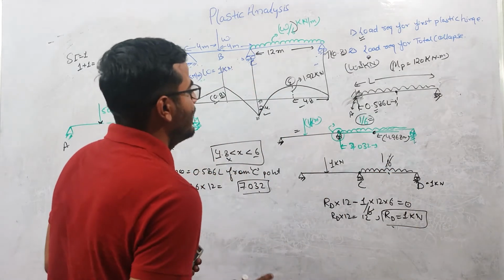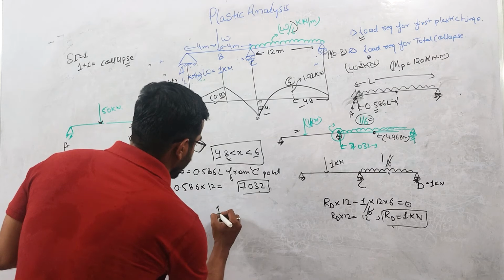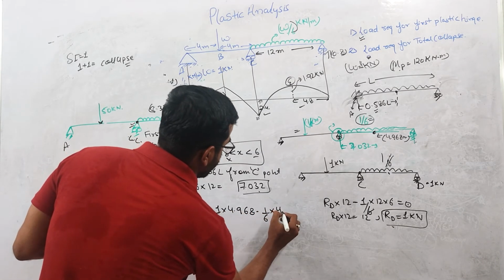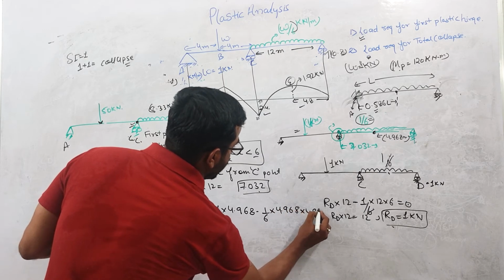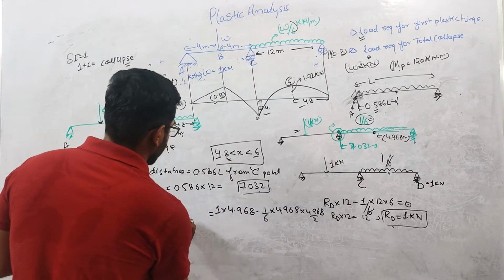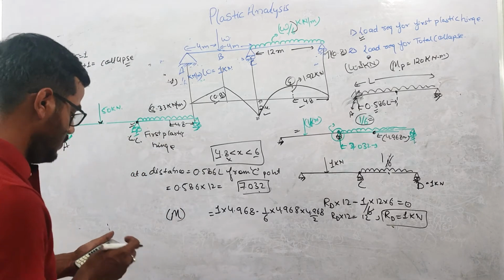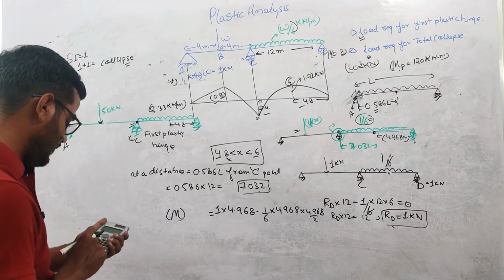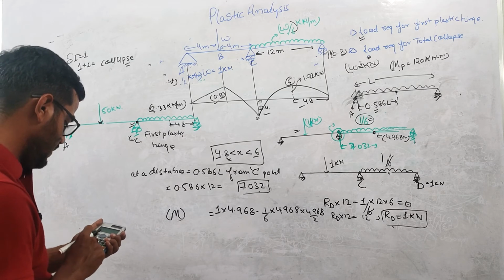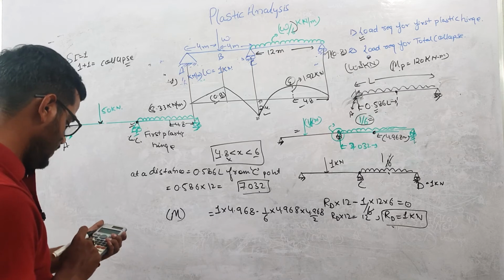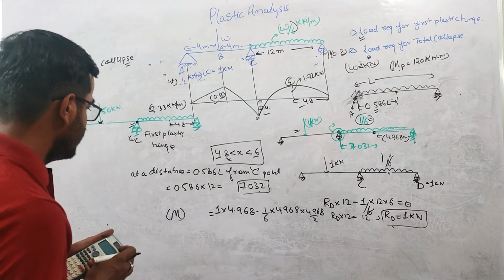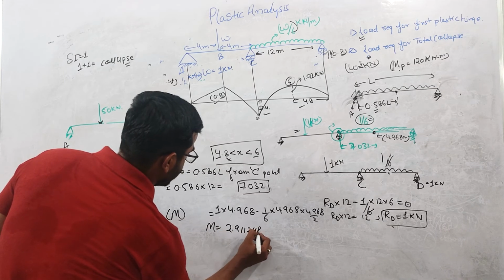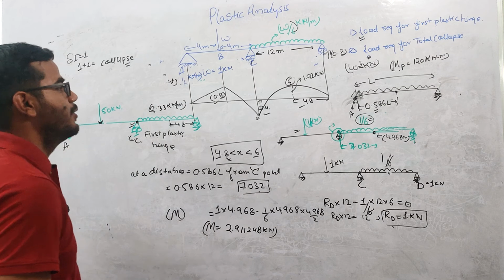Right, now moment at a distance 4.968 meter will be 1 into 4.968 minus 1/6 into 4.968 into 4.968 divided by 2. So this will be the value of M. So the value will be 4.968 minus 4.968 into 4.968 divided by 12. So the M value comes out to be 2.911248.